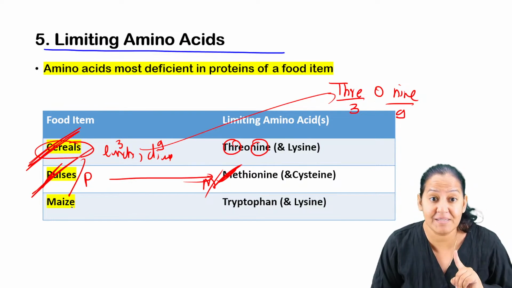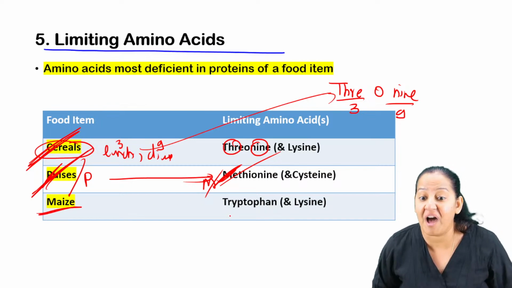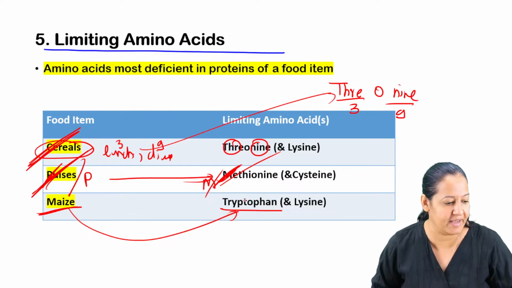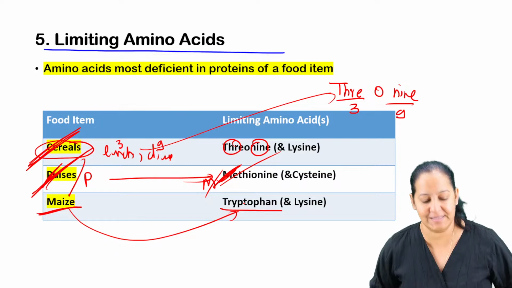Prime Minister. Pulses are deficient in methionine. And last is maize. Maize ki ट्राली है ट्रिप्टोफान. You can learn like that. मेज भुट्टे की ट्राली है. So tryptophan. Maize is deficient in tryptophan. So please learn the three things. Okay, got it?